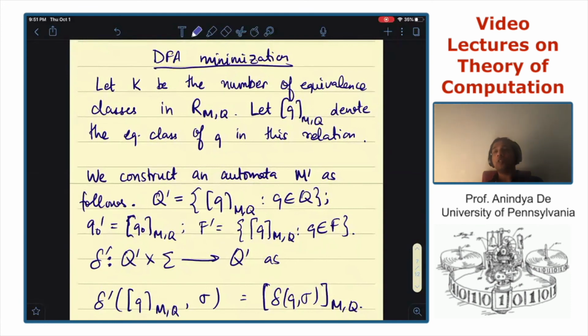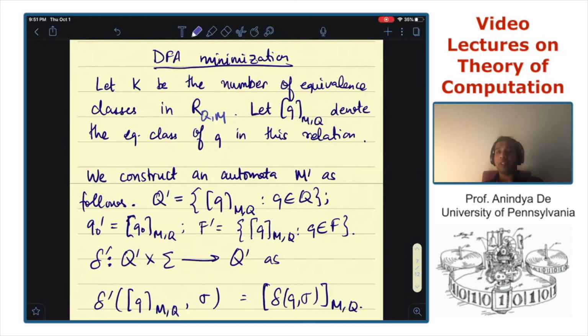Let's now move to DFA minimization. Now that we have defined the equivalence relation R_{Q,M}, let's now talk about DFA minimization. So given the equivalence relation R_{Q,M} and the DFA M, we are going to now construct a different DFA for L(M), as follows.